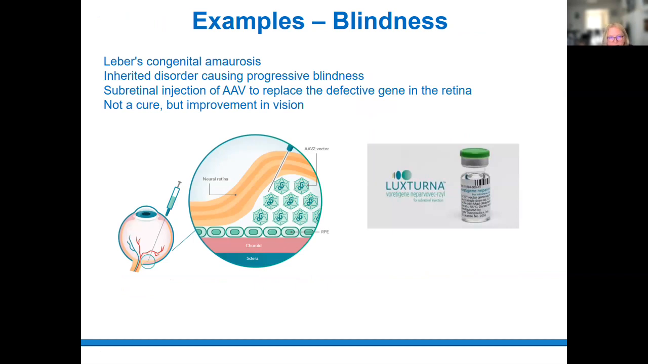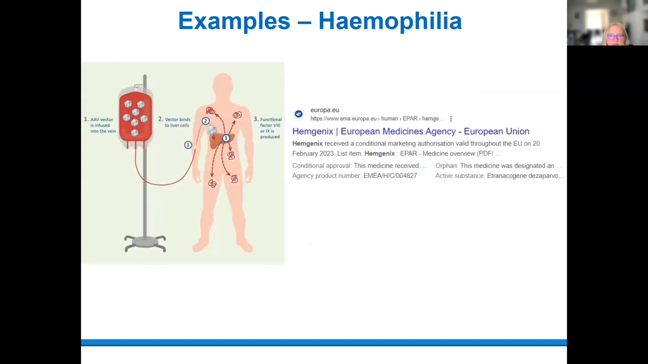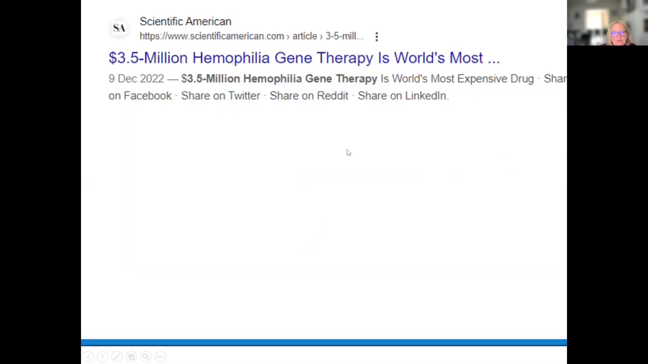And this has certainly not been a cure for patients, but has very, very significantly improved the vision in affected people. Another example to briefly mention is hemophilia, and Simon talked about this as well. You can see that this drug Hemgenix was licensed just earlier this year in 2023. What I would like to point out here is the sort of headlines that this drug generated.